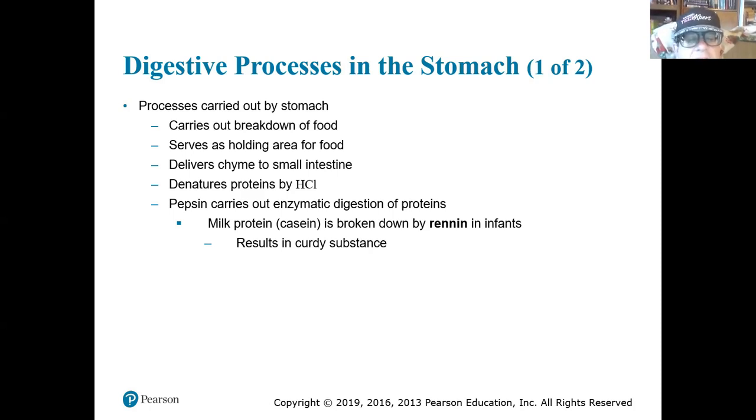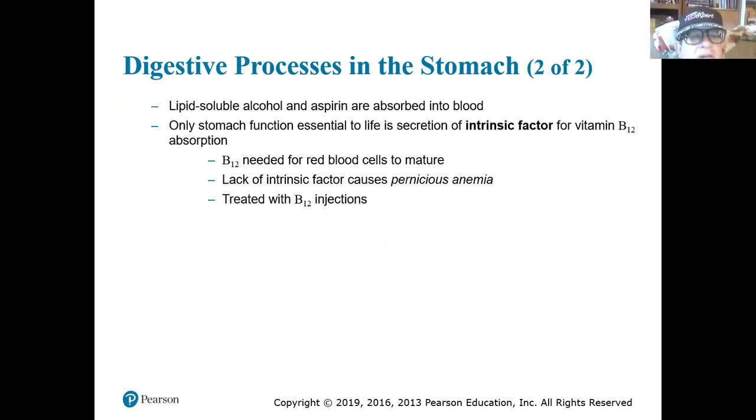The milk protein casein is broken down by renin in infants. And that results in a curdy substance. Renin is harvested. We actually make it synthetically now too. That's used by cheesemakers. Anyway, moving on.